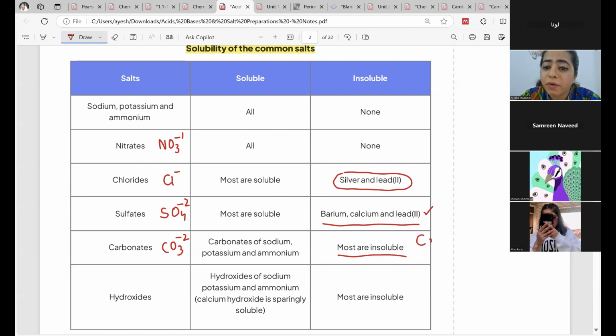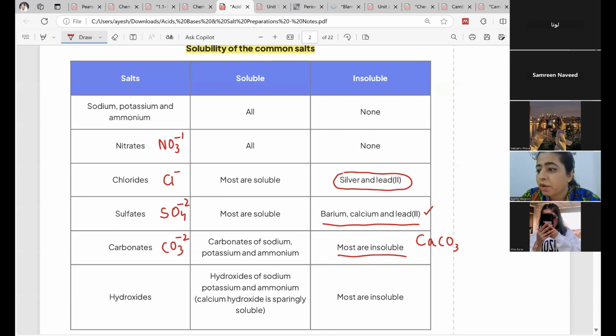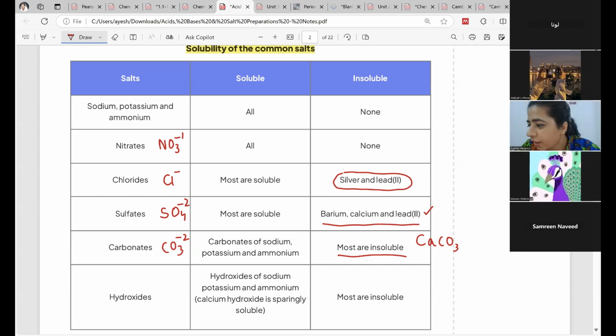CaCO3, very good. So what we said that if we have lime water and we pass carbon dioxide through the lime water, what will be the product at the end? Wait, hold on. If we pass the carbon dioxide gas through the lime water, if we mix them together, raise your hand only. We have, yes, Wafia.